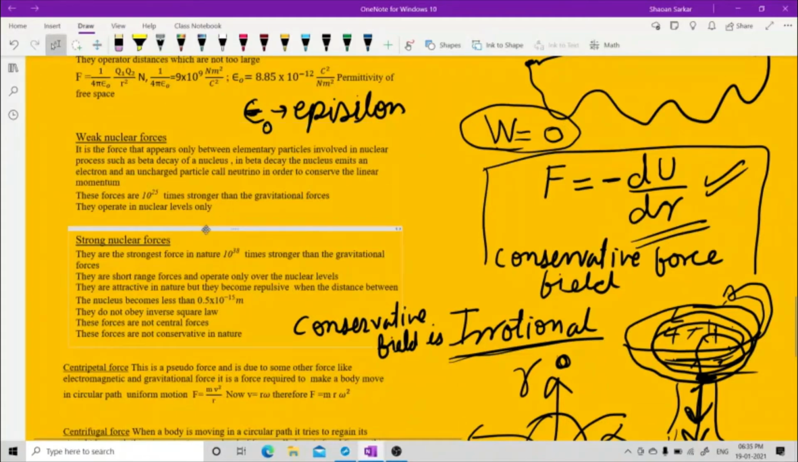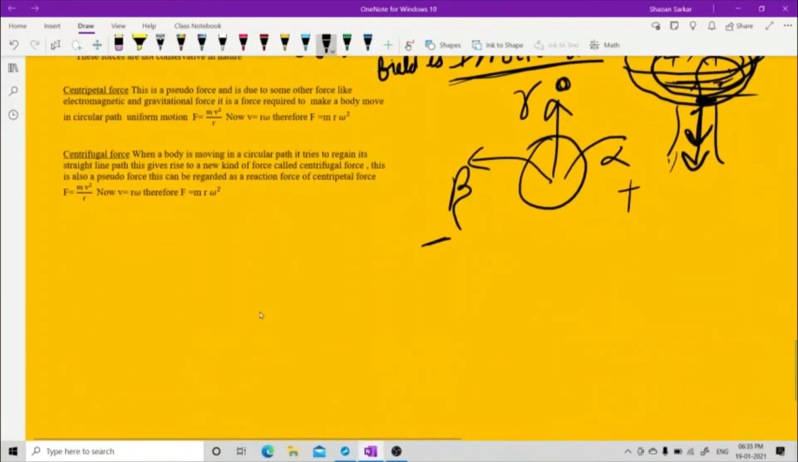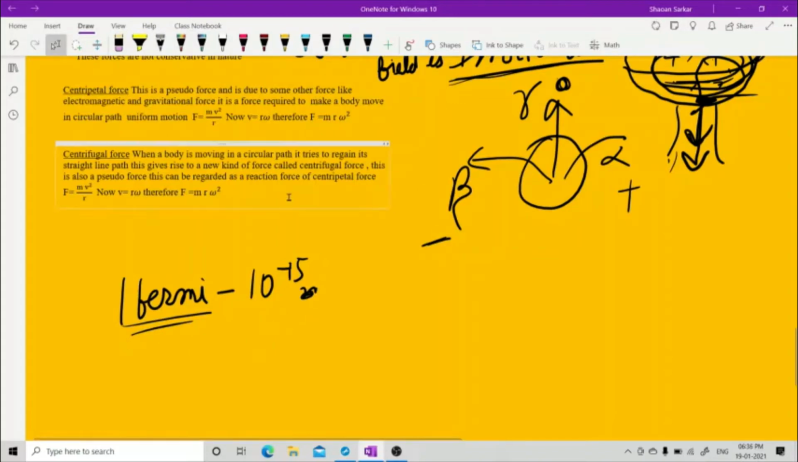Can you see this? 10 to the power of minus 15. How small it is, I'll make you understand. 10 to the power of minus 15 meter is equal to 1 Fermi. It is named after the famous physicist Fermi.